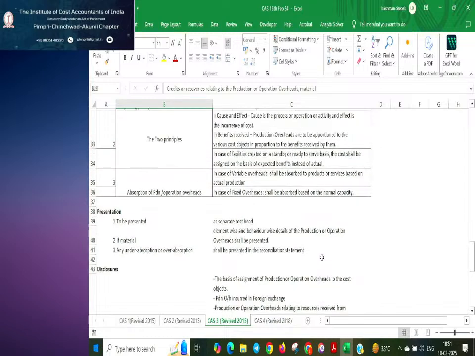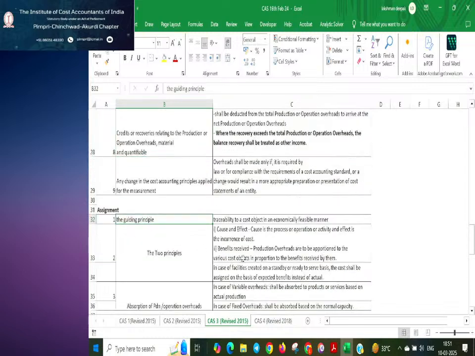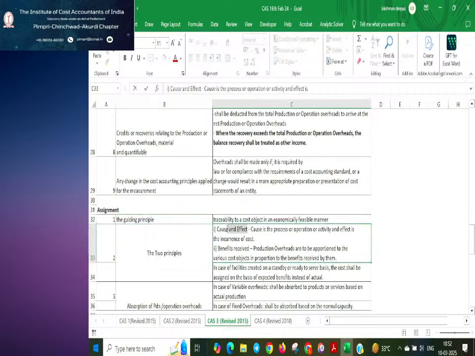Okay. Then coming to assignment. How are we going to assign it? The guiding principle is traceability to a cost object in an economically feasible manner, where you can directly relate it to the cost object. You can tell at a glance that this pertains to this particular cost center and this is a production overhead. What are the two guiding principles? One is cause and effect, another one is benefits received.